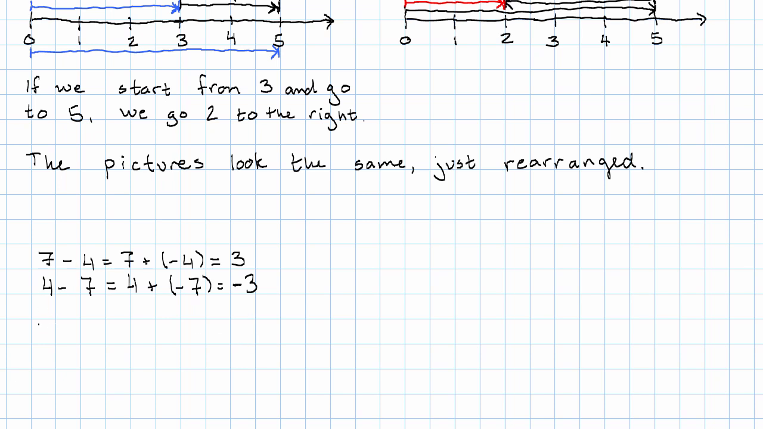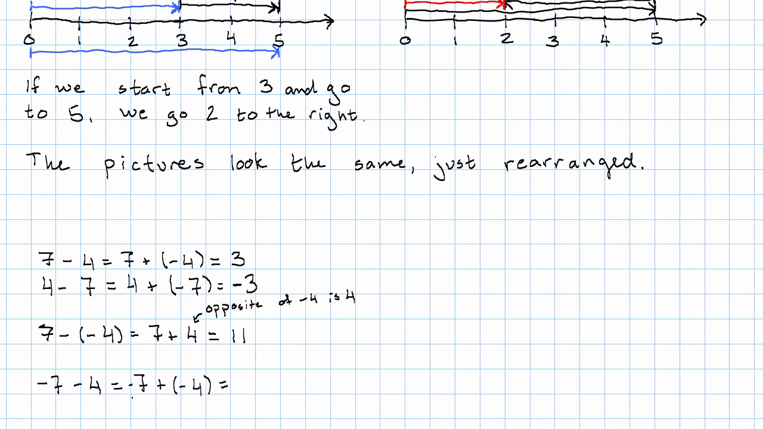We can do this if we're subtracting a positive minus a negative. Keep in mind the opposite of negative 4 is 4, so this is positive 11. We can do this if we're subtracting a negative minus a positive. Here we have the same signs, so we add, but now the sign's going to be negative.